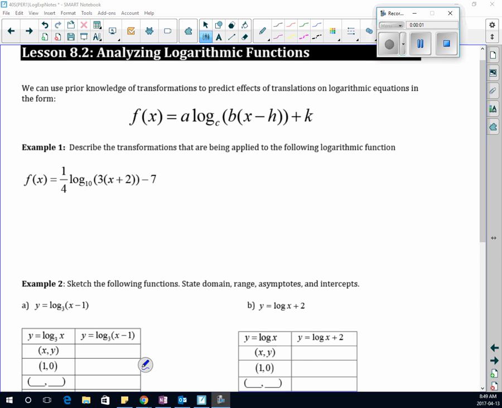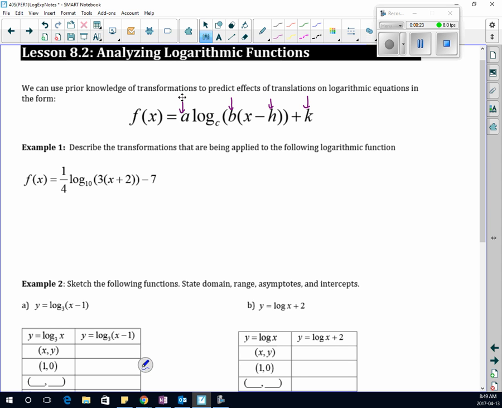Today we're going to analyze logarithmic functions. That means we're going to do the transformations of the graphs. So, remember these A, B, H's, and K's? So what does A do? Vertical stretch. What does the B do? Horizontal stretch. What does the H do? Right or left? Up or down.